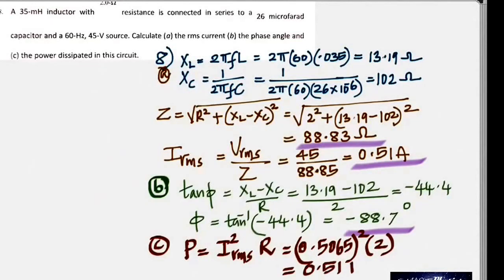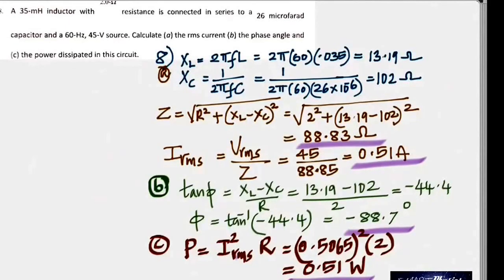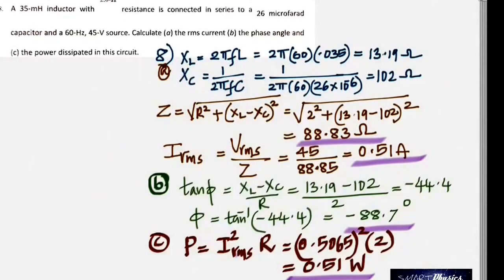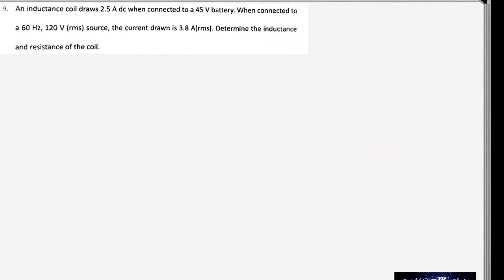Power, RMS power is given by I squared RMS times the resistance. Isn't that the formula for power? I squared R. That's it. So you get 0.51 watts.